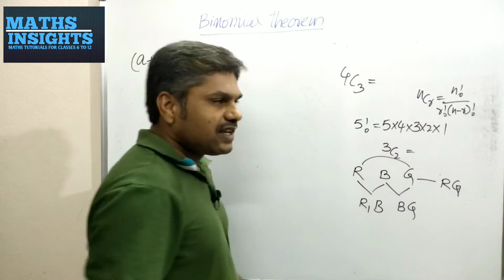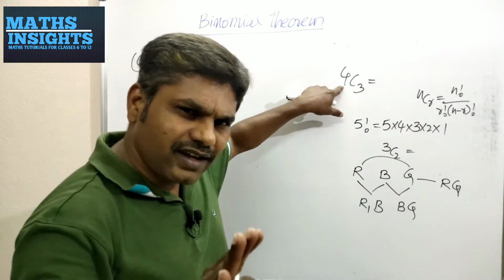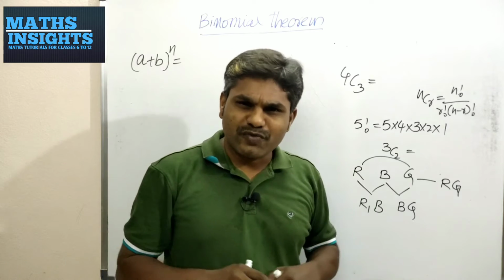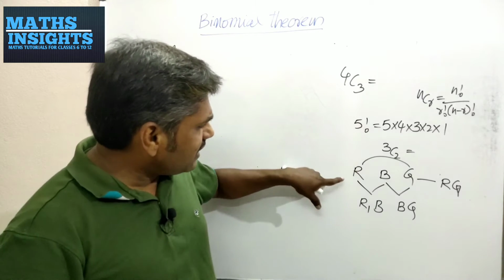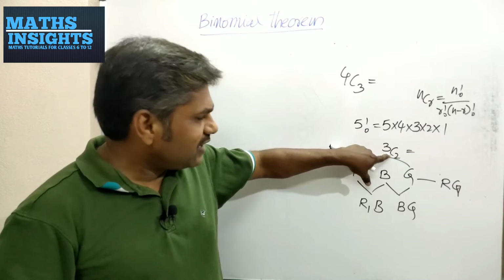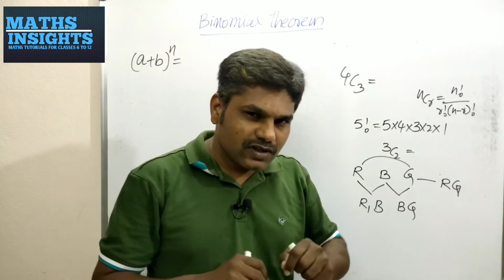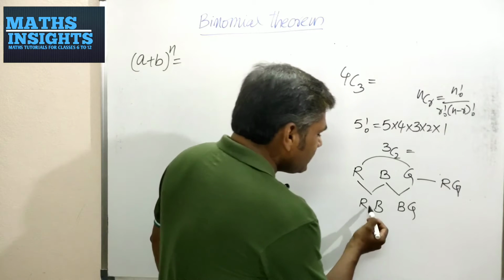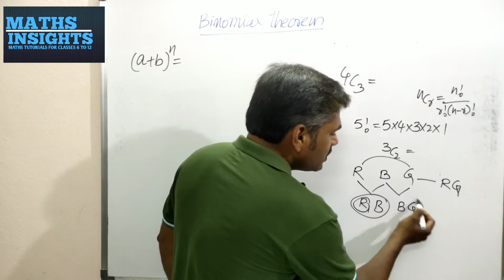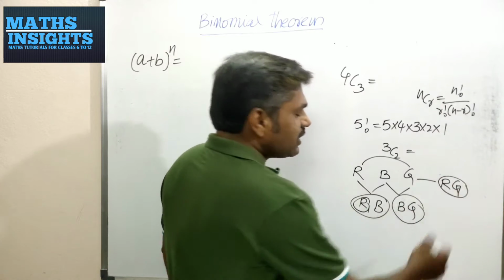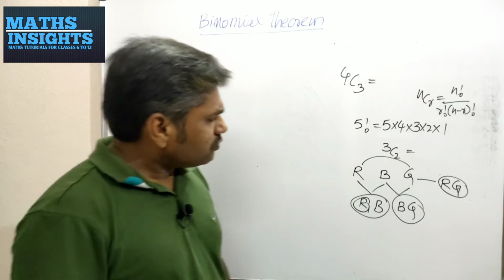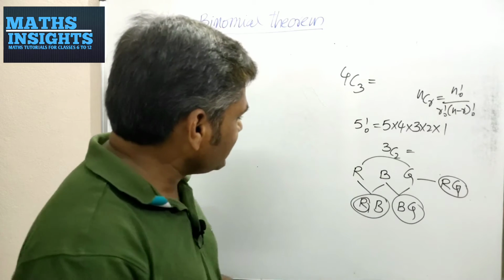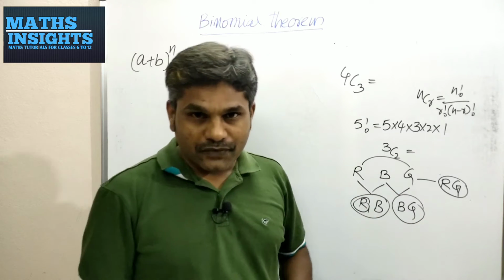So, to write, that means if you write 4C3, there are 4 balls in the bag, you are taking 3 at a time, then how many possibilities are there? See, here I am taking 3C2, which means in my bag there are 3 balls, I am taking 2 at a time, then there are 3 possibilities. This is one possibility, second possibility, third possibility.